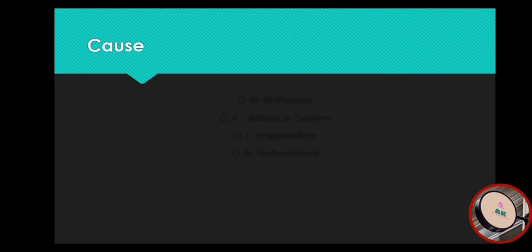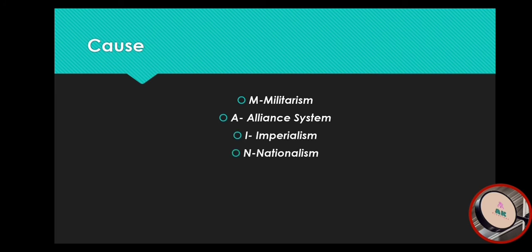Now we'll move on to the causes of it. The four main important things you have to understand: MAIN, that is militarism, alliance, imperialism, and nationalism. This is very important, children. You have to fix it in your mind.